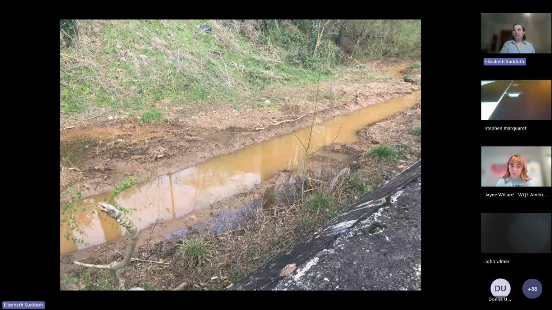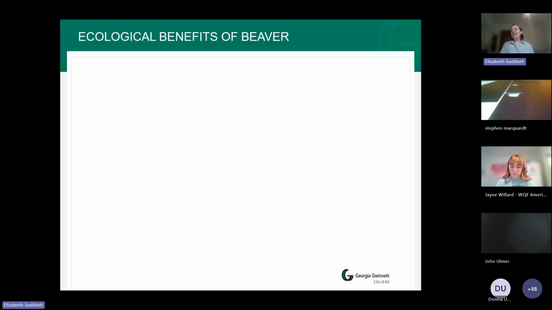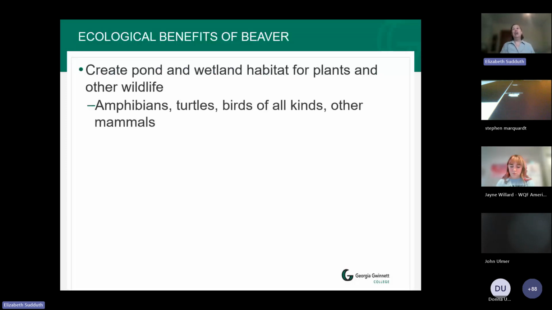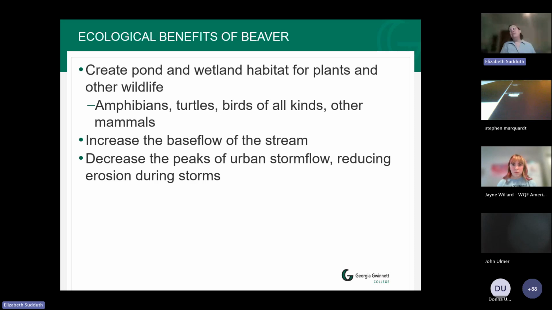A quick summary of the ecological benefits of beaver, why we're so excited about them. They create pond and wetland habitat, not just for themselves, but for plants and all kinds of other wildlife, especially amphibians, turtles, all kinds of birds, water birds, and songbirds, and other mammals. It increases the base flow of the stream. And so in drought years, especially in the arid west, this keeps streams perennial longer and makes them less likely to dry up. They decrease the peaks of urban storm flow, reducing erosion during storms.